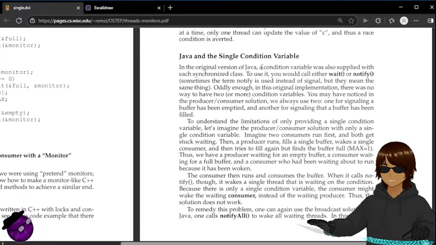In the original version of Java, a condition variable was also supplied with each synchronized class. To use it, you would call either wait or notify. Oddly enough, in this original implementation, there was no way to have two condition variables. You may have noticed in the producer consumer solution, we always use two: one for signaling a buffer that has been emptied and another for signaling that a buffer has been filled.